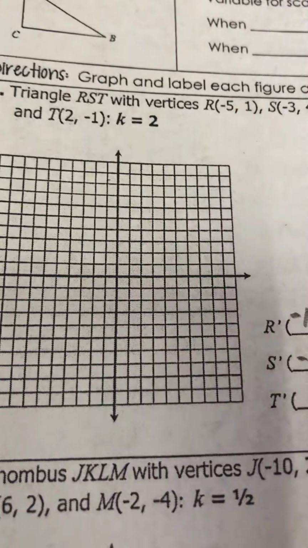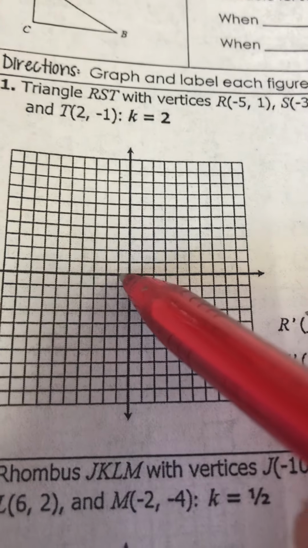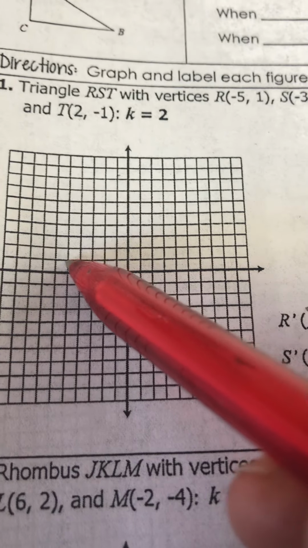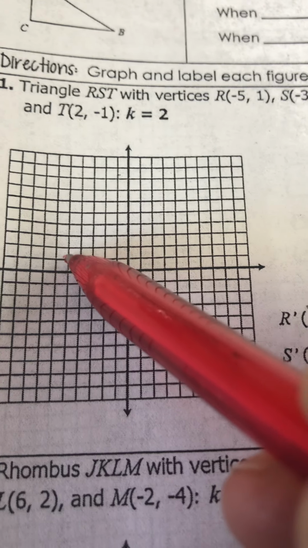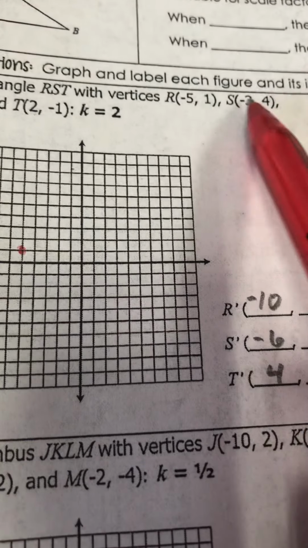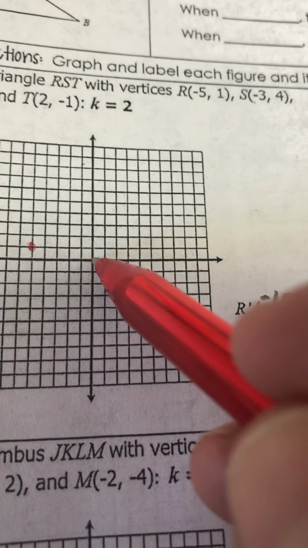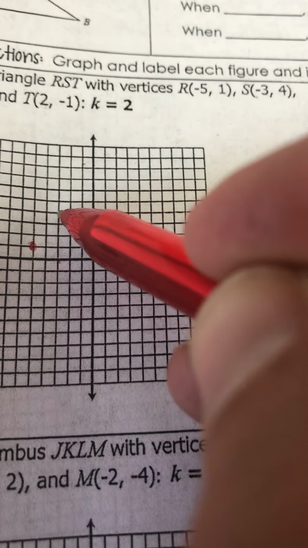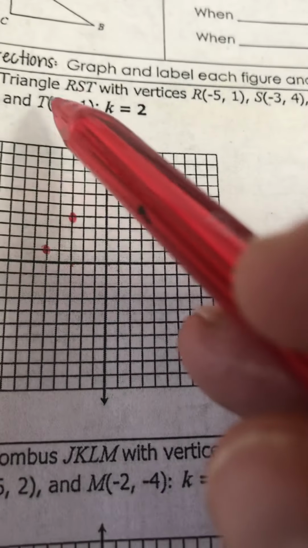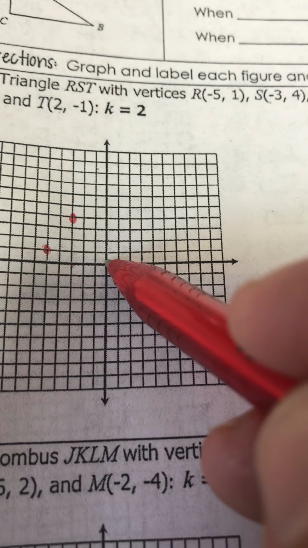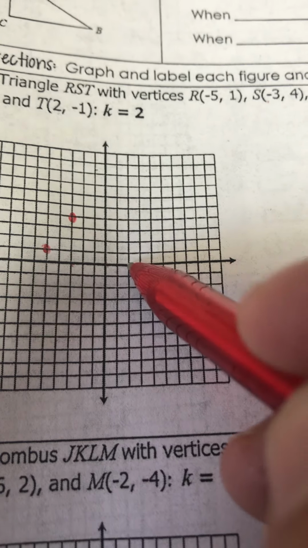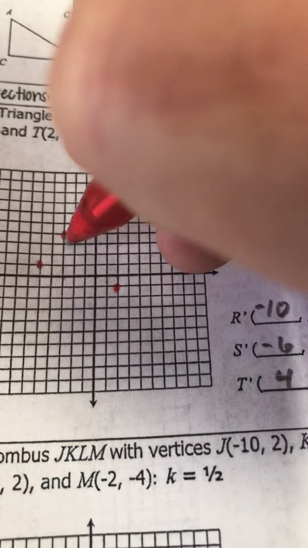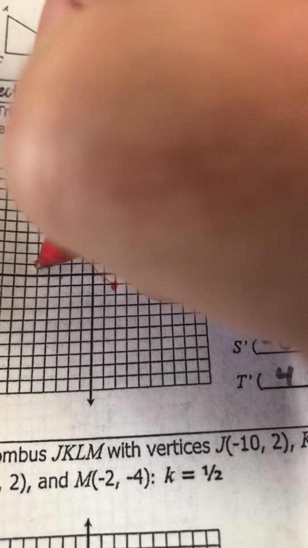So I have negative 5, 1. So I'm going to go negative 5, 1. 1, 2, 3, 4, 5, back on the x, up 1. So there's negative 5, 1. And then I'm going to have negative 3, 4. Negative 3, 1, 2, 3. 4, 1, 2, 3, 4. And 2, negative 1. So I'm going to go 2, 1, 2. This is positive. Going down to 1. Okay, so this is my triangle, right?